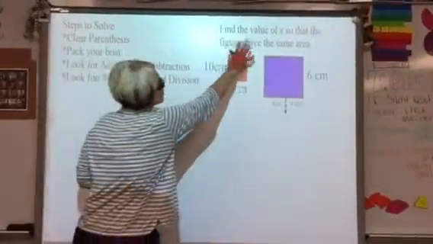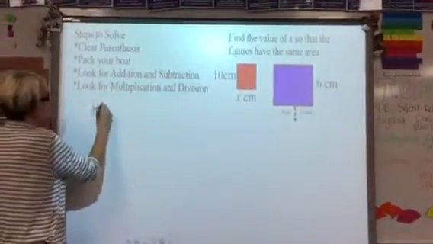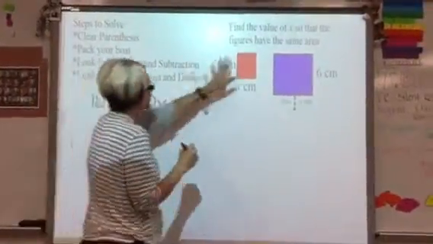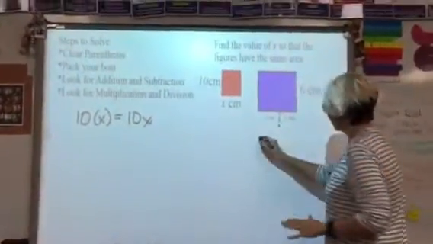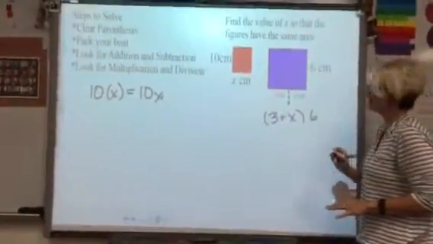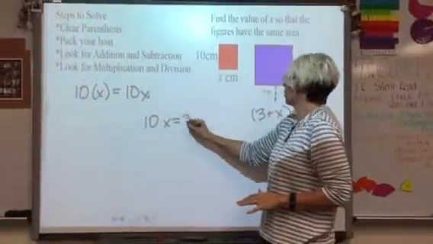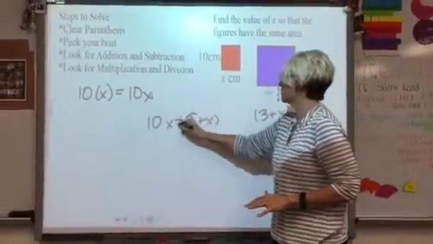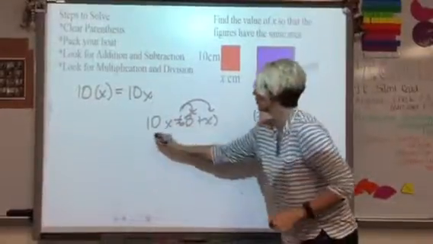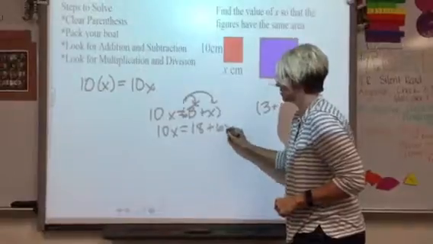So we want to find the value of x so that the figures have the same area. So we have 10 times x, which I can write as 10x, for the area of this figure. This is 3 plus x times 6. So I want 10x equal to 3 plus x, all of that times 6. Well, parentheses are involved, and so I have to distribute first. So 10x is equal to 18 plus 6x.